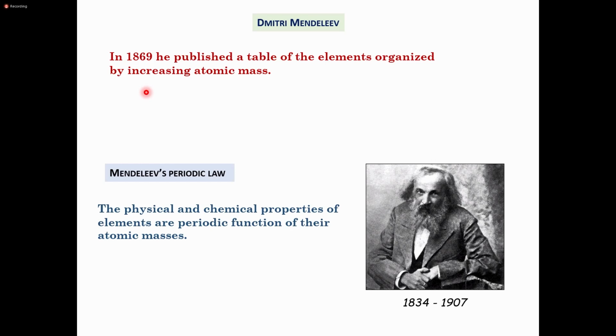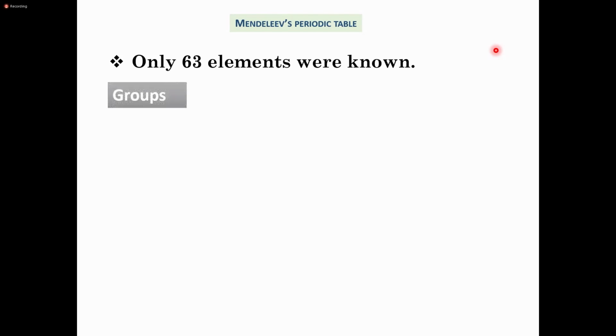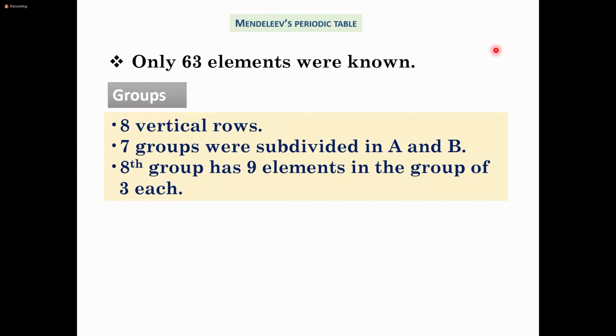In 1869, he published a table of the elements which is arranged by atomic mass. So after proposing Mendeleev's periodic table, he included the 63 elements which were known at that time. Then in Mendeleev's periodic table, there are groups, the eight vertical rows, and the seven groups were subdivided into A subgroups and B subgroups. And the eighth group has nine elements in groups of three.